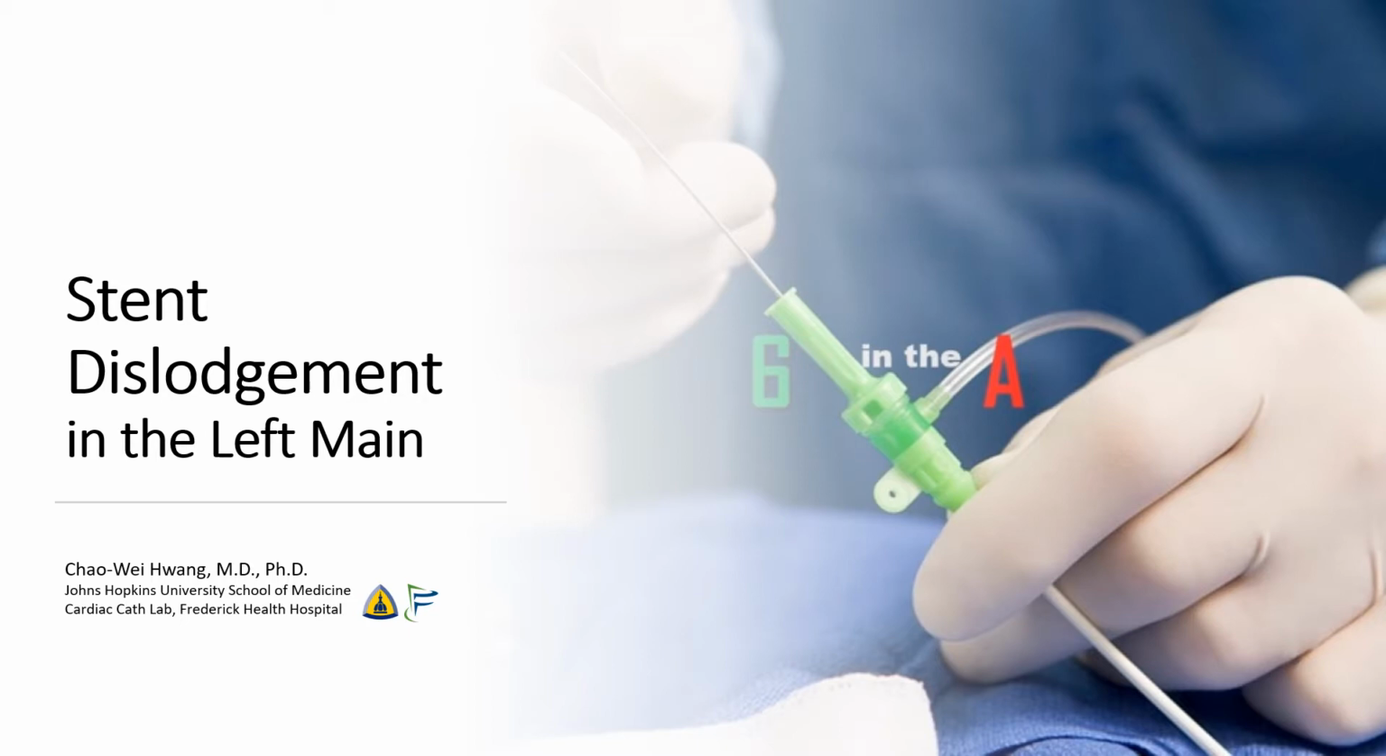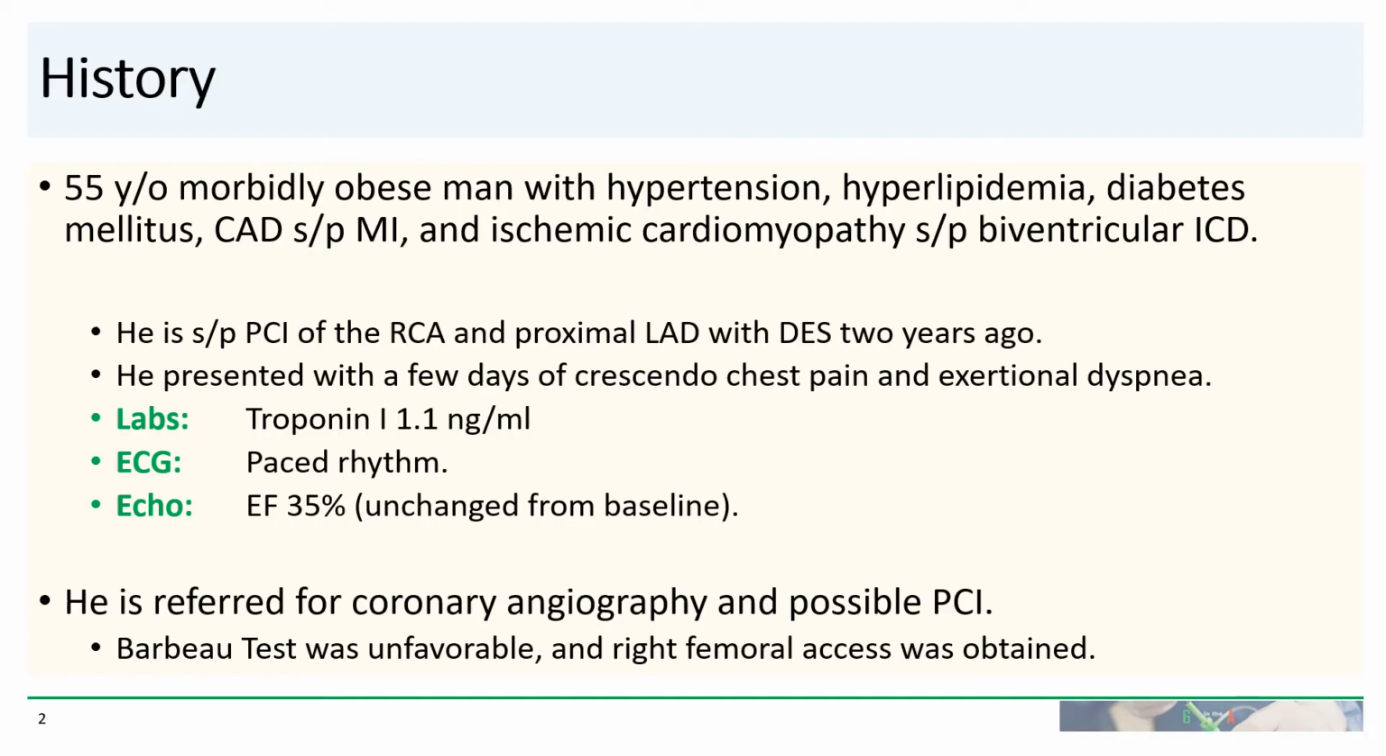Today's case is a case of stent dislodgement in the left main. Our patient is a 55-year-old man who is morbidly obese. He has high blood pressure, hyperlipidemia, diabetes, coronary artery disease, status post MI, and ischemic cardiomyopathy, and he has a biventricular ICD. He had stenting of the RCA and of the proximal LAD with DES about 2 years ago.